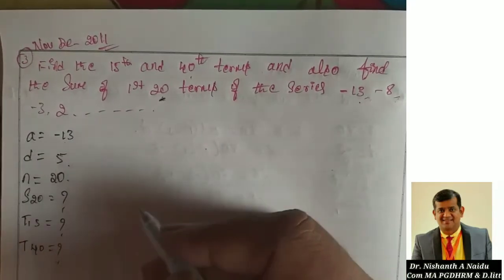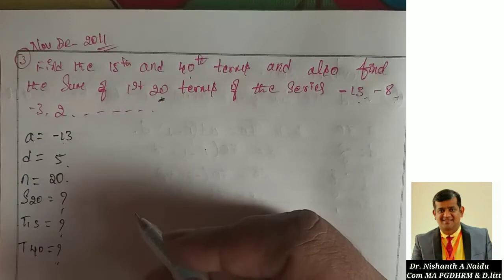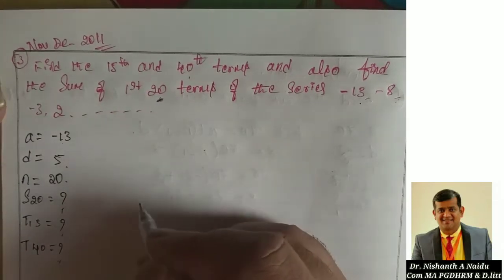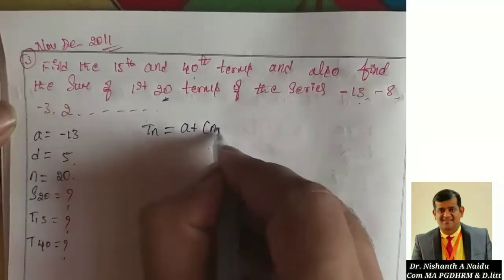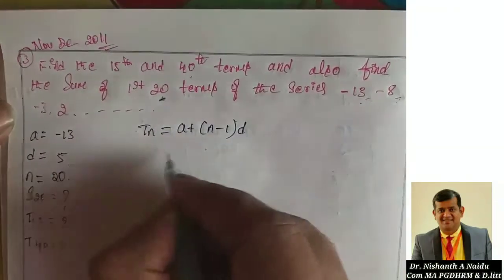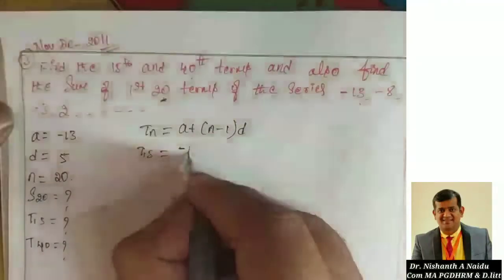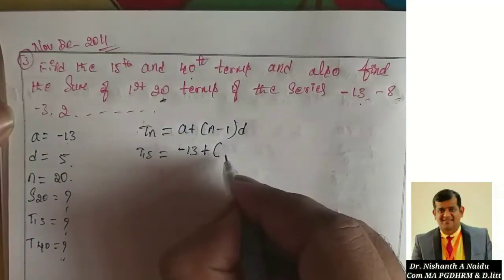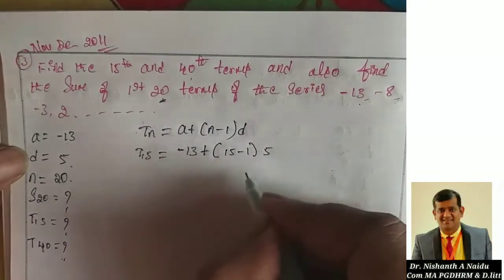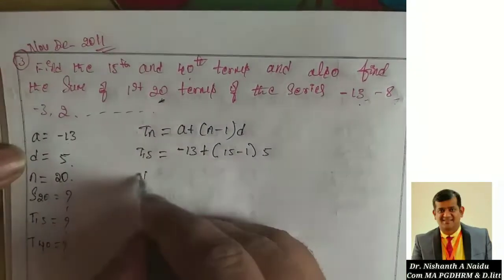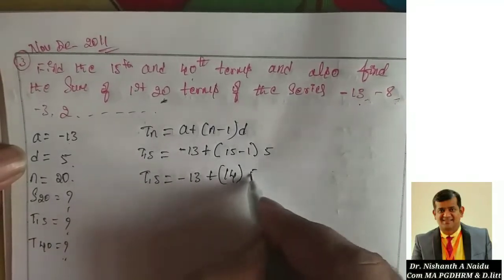So now let us implement the formula. First one is Tn equals A plus n minus 1 into D. That is, T15 equals A, minus 13, plus n, that is 15 minus 1, and D is 5. Then T15 equals minus 13 plus 14 into 5.